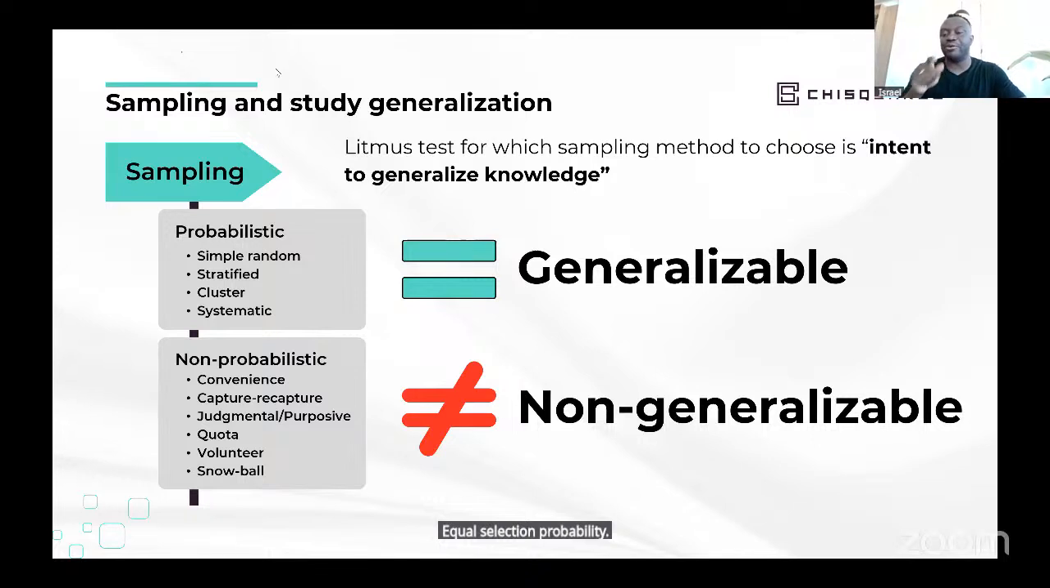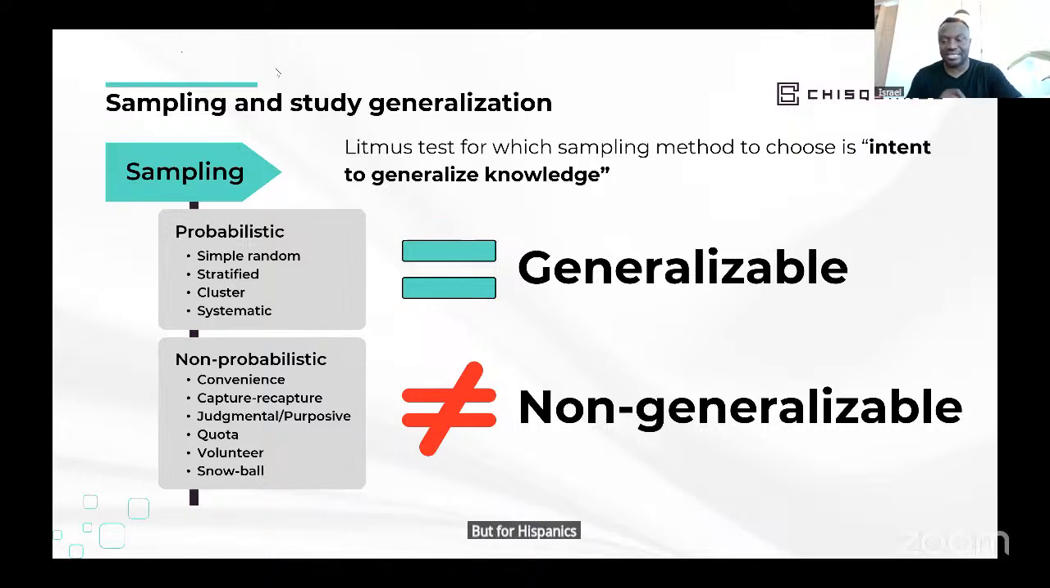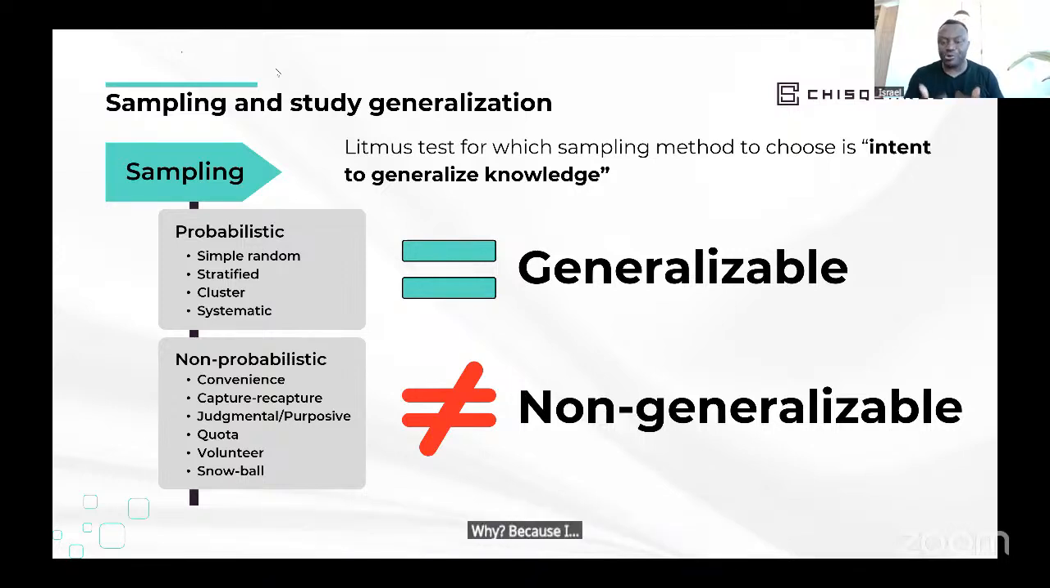But I can say, oh, I don't want to design it that way. I actually want to oversample, let's say, minorities, so that I will have a larger sample size from the minorities. So I will say, okay, for whites, I'm going to sample 10%, but for Hispanics, I'm going to sample 20%. And then for Blacks, I'm going to sample maybe 25%. Now, suddenly, because of my design, not everybody has an equal selection probability. Some have 10%, some have 25%, some have 15%. Why? Because I, the investigator, chose to design the study that way. So these decisions are not just dropped from heaven for you. You are the one making the decisions.